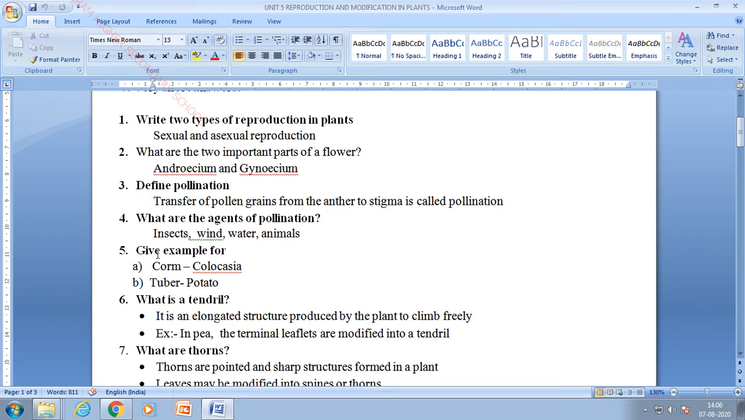Fifth one, give example for corm and tuber. Corm and tuber are modifications of a stem for storage functions. For example, an example for corm is colocasia, and an example for tuber is potato.